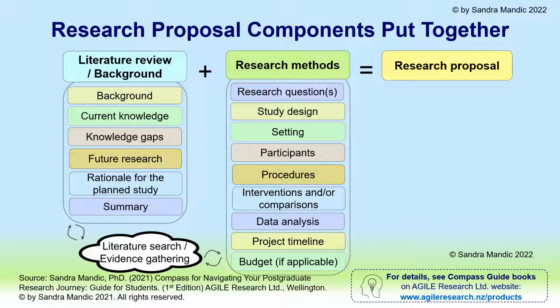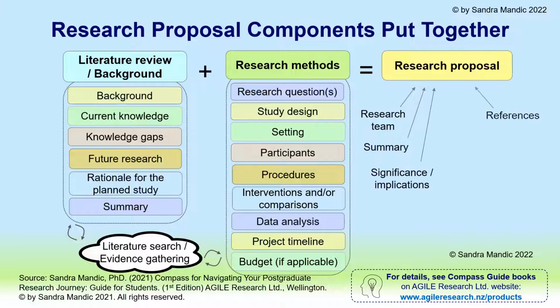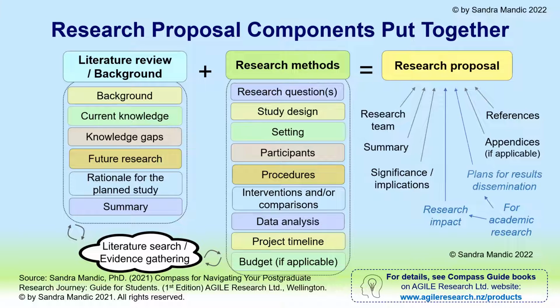implementation. As discussed on the previous slide, the proposal should also include a brief summary, details about the research team, and information related to significance and implications of the proposed research. Supplementary documents could be included in the appendix. Academic research proposals nowadays usually need to include plans for dissemination of research results and research impact beyond academia, and how those will be achieved.